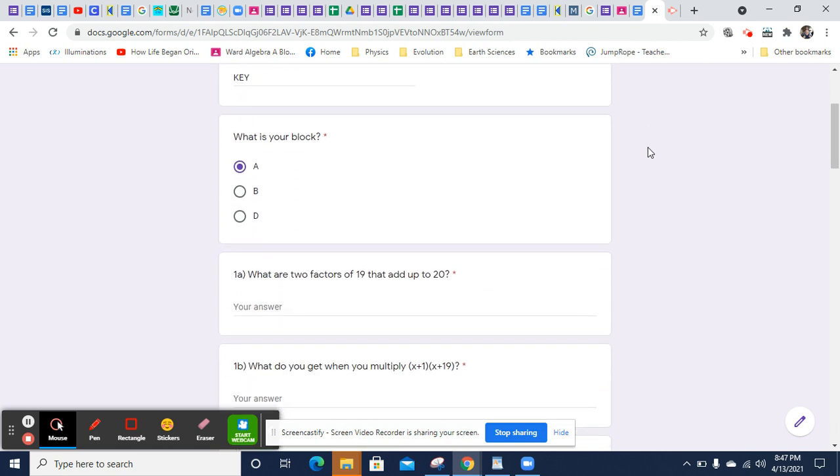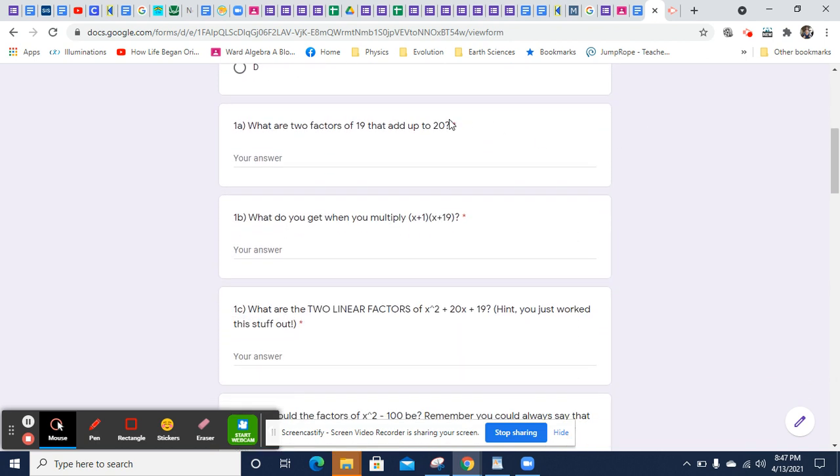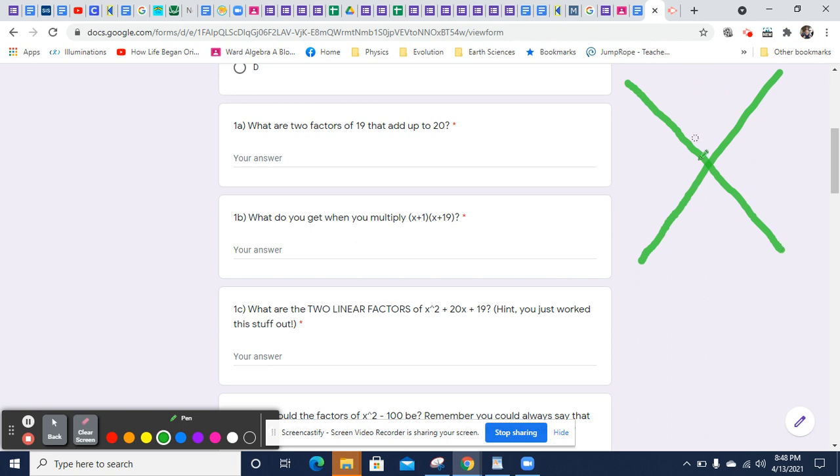I assume you know who you are and what your block is, but do you know what two factors of 19 add up to 20? Well, we can make our handy-dandy little x. So here we go. There's our x. Okay, so we're looking for 19. That's our product. We want two factors of 19 that add up to 20.